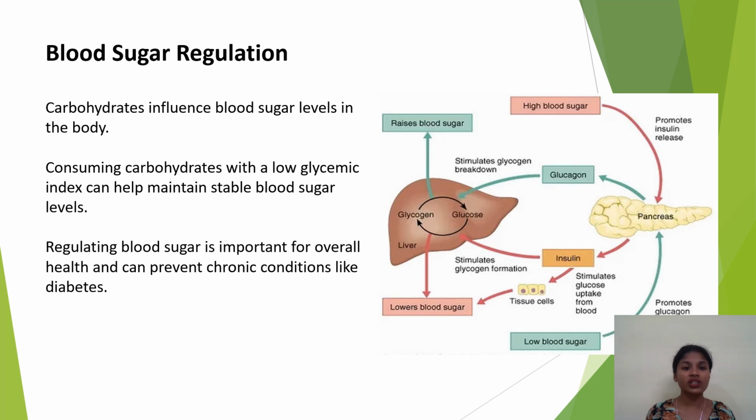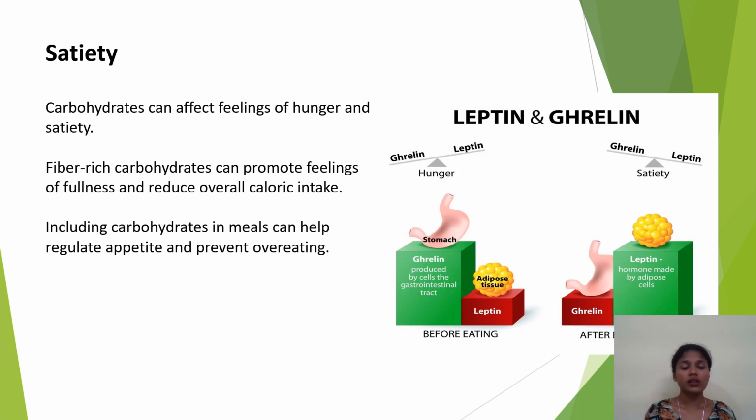Blood sugar regulation. Carbohydrates influence the blood sugar level in your body. Consuming carbohydrates with a low glycemic index can help to maintain stable blood sugar levels. Regulating blood sugar is important for overall health and can prevent chronic conditions like diabetes.